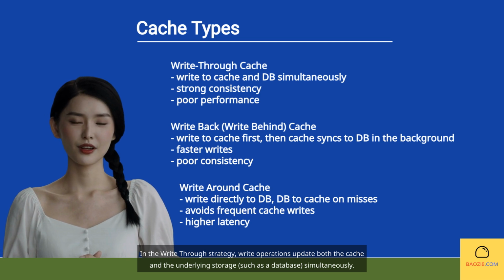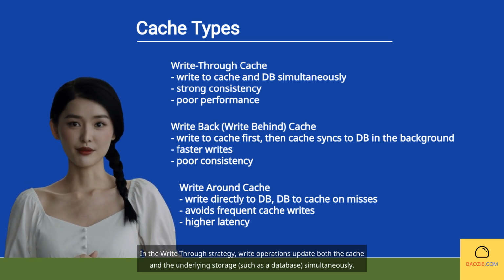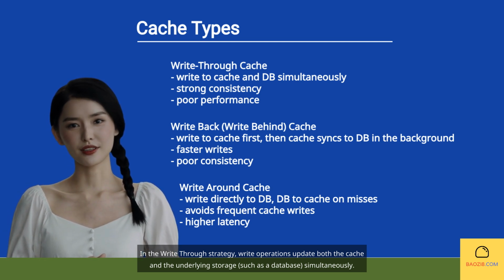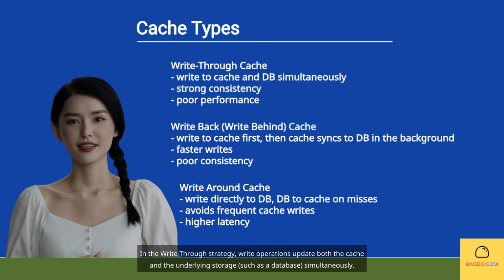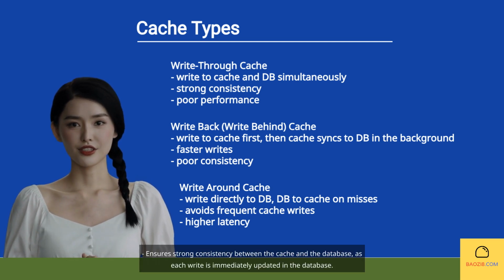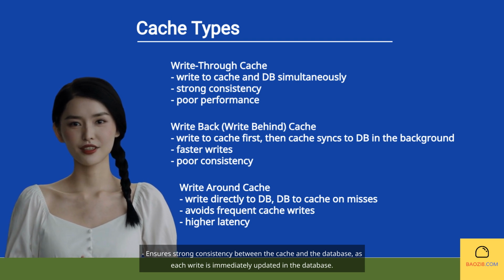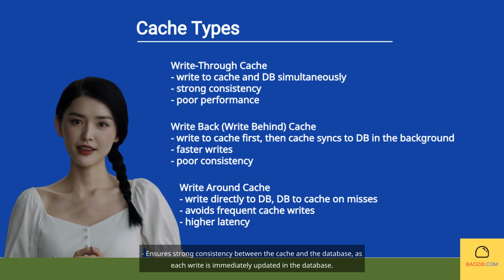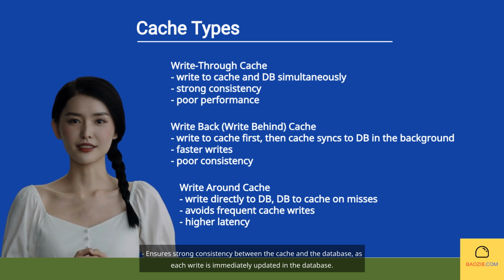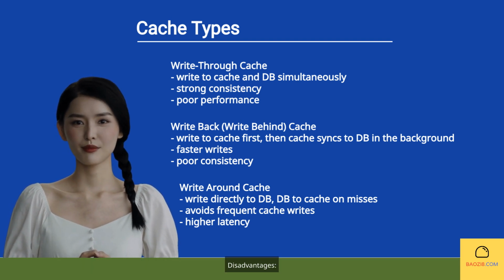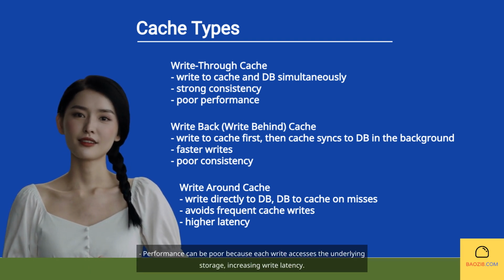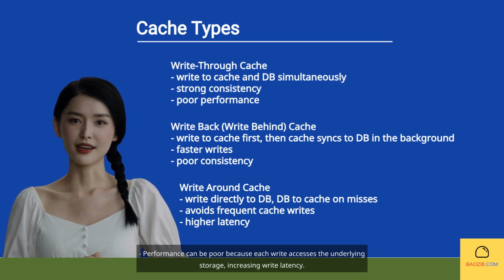In the write-through strategy, write operations update both the cache and the underlying storage, such as a database, simultaneously. Advantages: ensures strong consistency between the cache and the database, as each write is immediately updated in the database. Disadvantages: performance can be poor because each write accesses the underlying storage, increasing write latency.